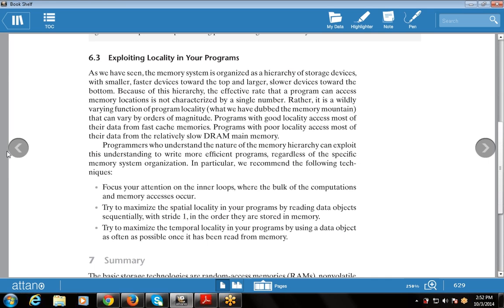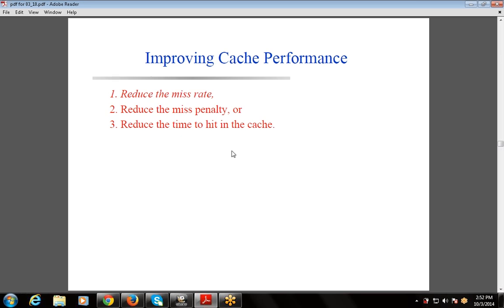Now let's see with the help of another PPT. Next is improving the cache performance. There are three methods for improving the cache performance. One method is to reduce the miss rate. Whenever we want to improve the performance of a program in the cache, one of the techniques is to reduce the miss rate.